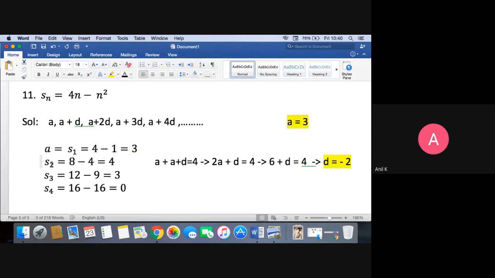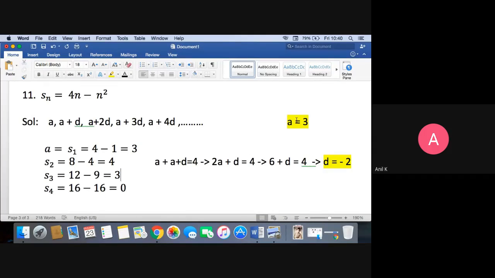Now S2 means sum of two terms of an AP, first two terms. So S2 means this A value and A plus D value. By adding these two, I'll get S2 value, that is 4. So A plus A plus D equals 4. Sum of first term as well as second term must be equal to 4. So I'll get A plus A is 2A, 2A plus D equals 4. And I know A value is 3, so I'll substitute A equals 3 here. 2 threes are 6. So 6 plus D equals 4. Therefore, D value is minus 2.